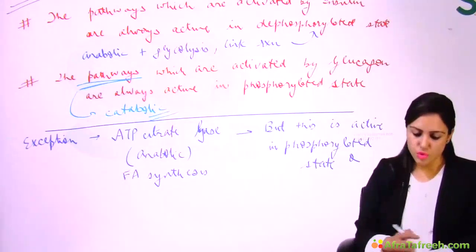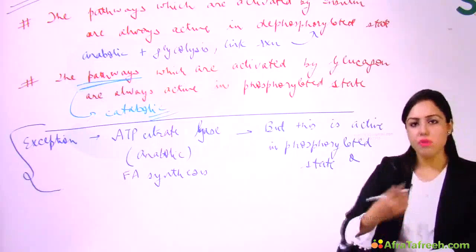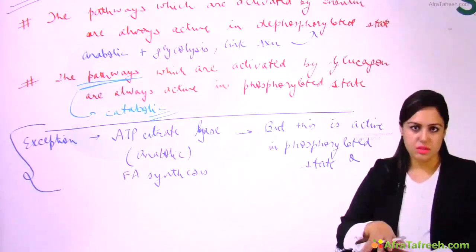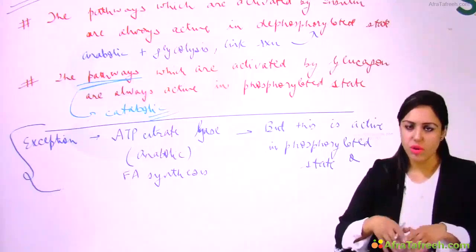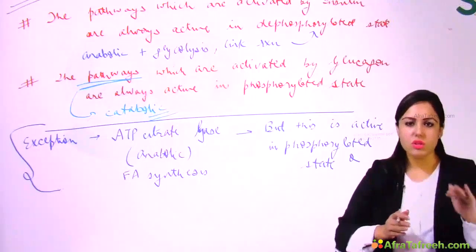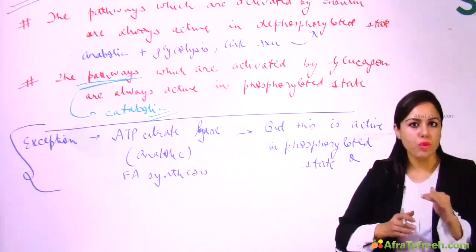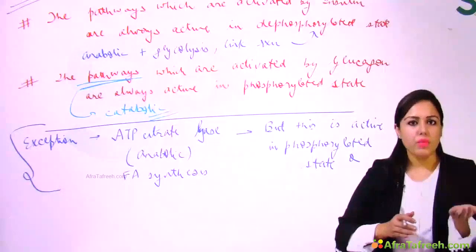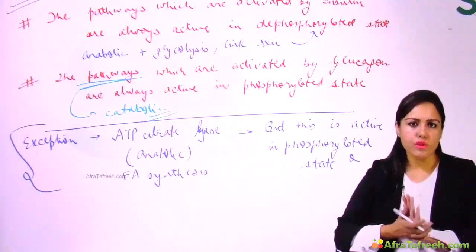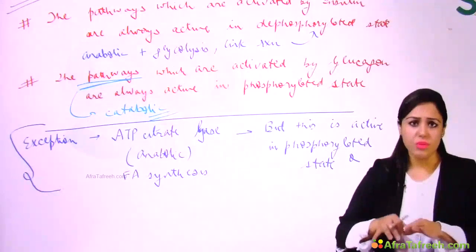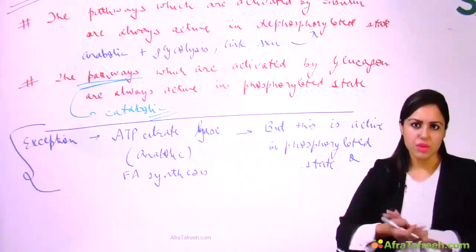If you are getting confused, you can skip this, because only if it is a very difficult exam will they ask for this very rare exception, right? Otherwise, just consider the normal thing. Anabolic enzymes are active in the dephosphorylated state. Catabolic enzymes are active in the phosphorylated state, right? If you're getting confused about this particular ATP citrate lyase, you can just skip it, right?